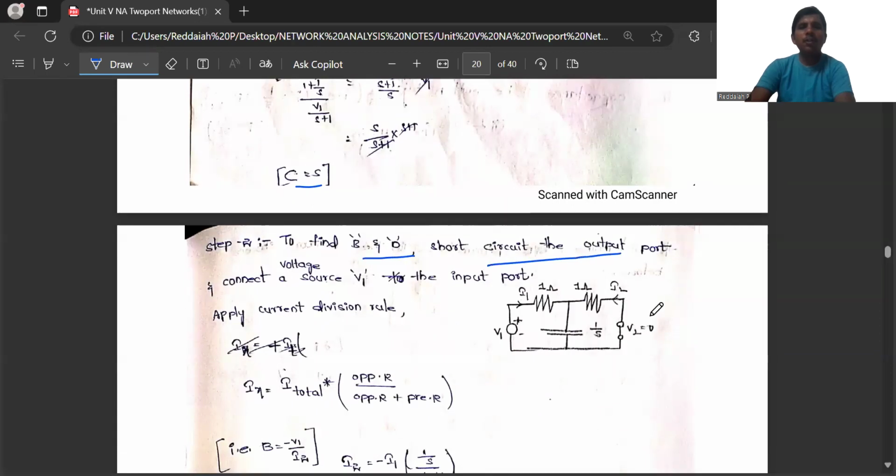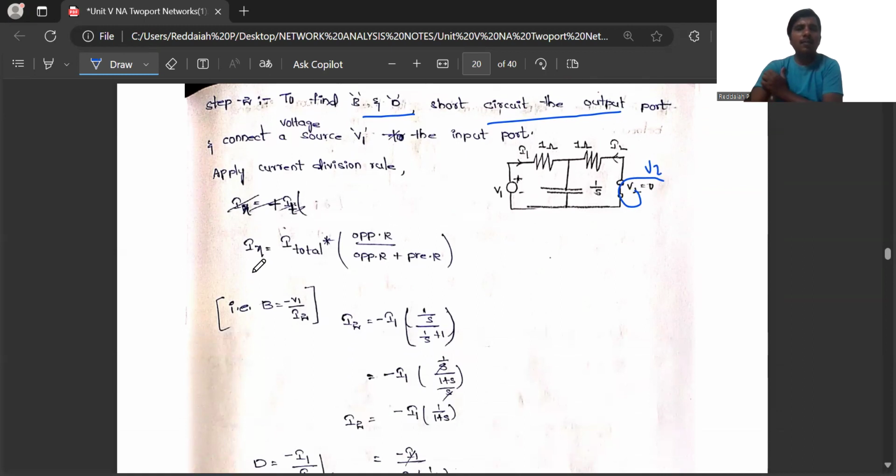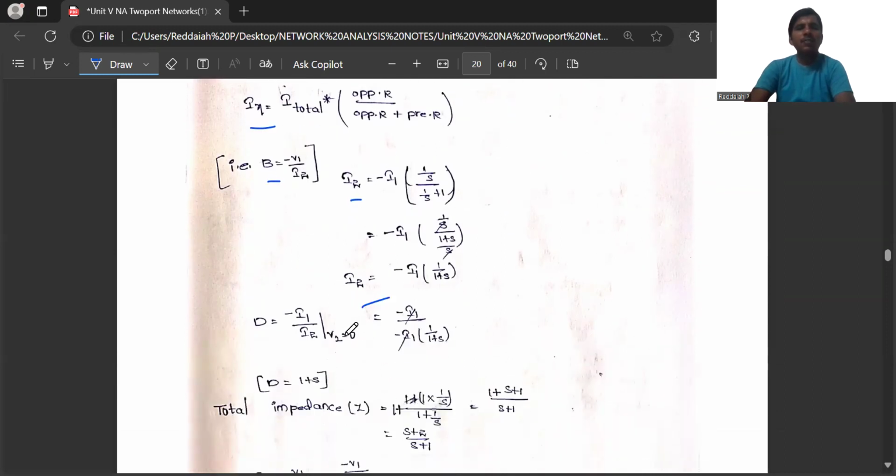Step 2, to find B and D, short circuit the output port. Output port is short circuited, so V2 equal to 0. Then we can apply another method, the current division rule. Ix equal to I total into opposite resistance by opposite resistance plus present branch resistance. That is B equal to minus V1 by I2. I2 equal to minus I1 into 1 by (S plus 1), like that you can write. D equal to 1 by (1 plus S).